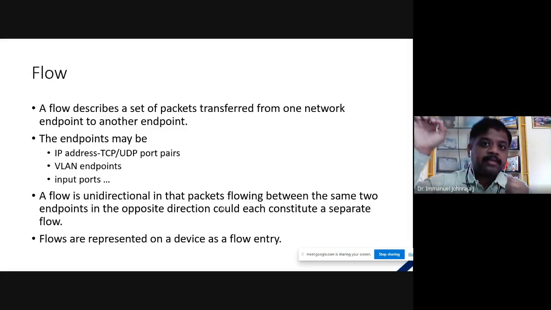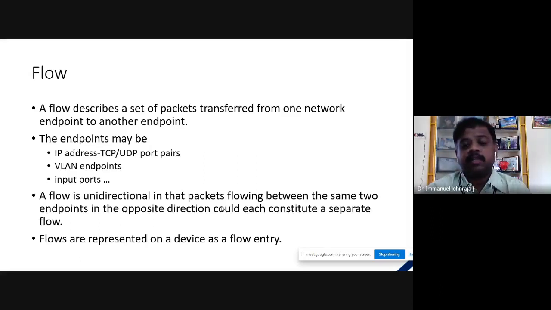And if a packet is coming from the reverse direction, 2222 port 80 to 1111 port 1200, then it cannot be the same flow. So flows are unidirectional. They are not bidirectional in their characteristics. And flows are represented on a device as a flow entry. There's another term, flow entry, that comes into the picture.